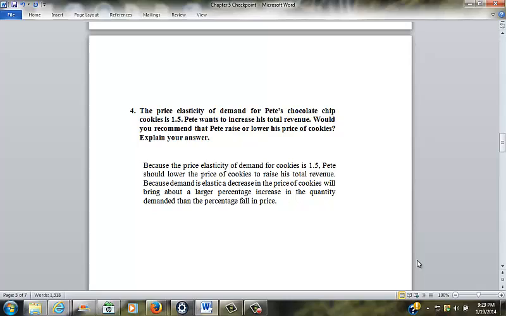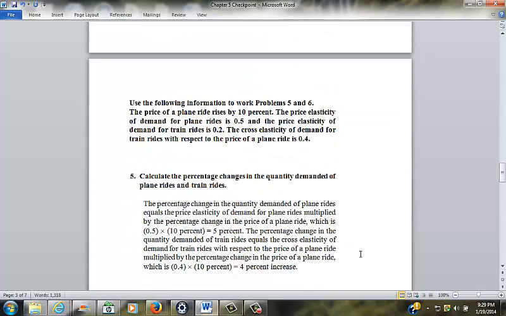Pete wants to increase his total revenue. Because the price elasticity of demand for cookies is 1.5, demand is elastic. Pete should lower the price of cookies to raise his total revenue. Because demand is elastic, a decrease in the price of cookies will bring about a larger percentage increase in the quantity demanded than the percentage fall in price.